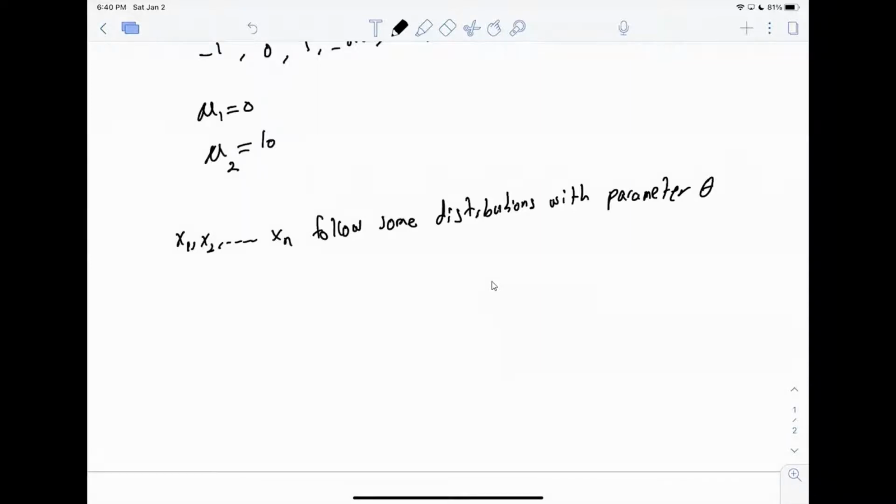This is the maximum likelihood, which is part of the frequentist approach. It's a frequentist estimation technique. So the parameter is unknown, but it's fixed, right? So theta is fixed, but it's unknown. So the question is to find it.